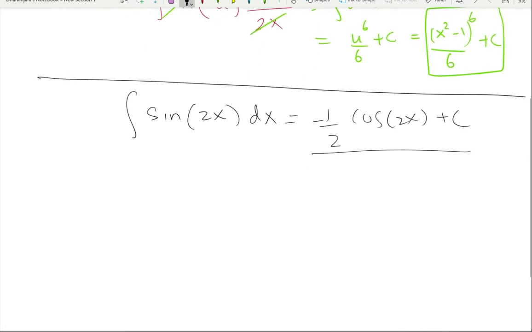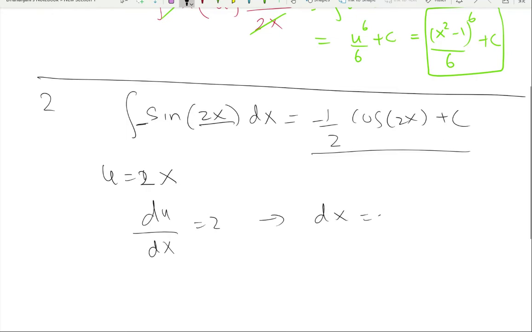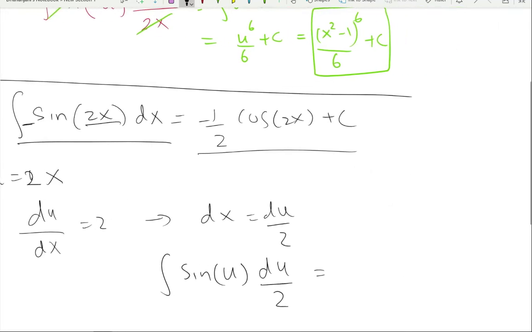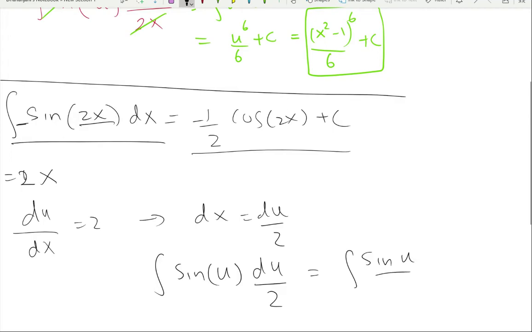How? Let's see it. What is the inside function? 2x, right? So u is 2x. What is its derivative? 2, a constant. We have a constant here, it's 1 times sine 2x, so it's fine, we can use integration by substitution. So du over dx is 2. That means dx is du over 2. So let's replace. Here sine u, and dx is du over 2.